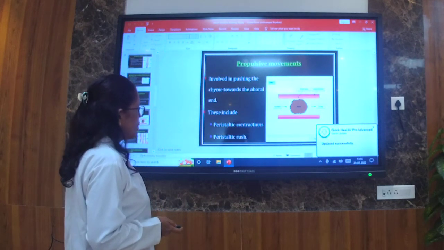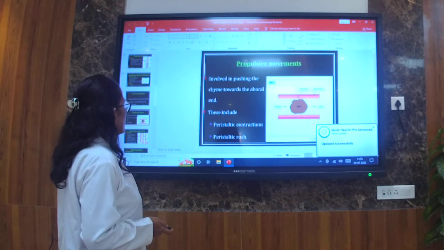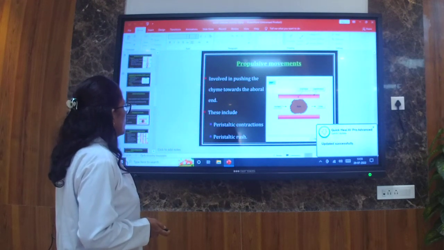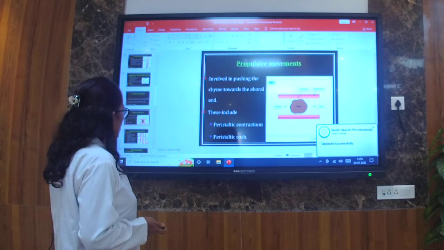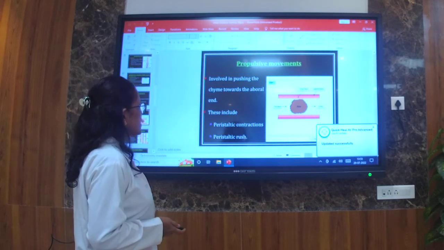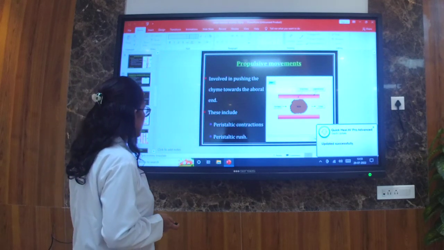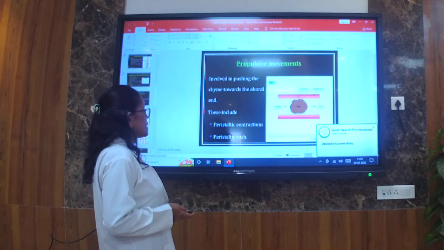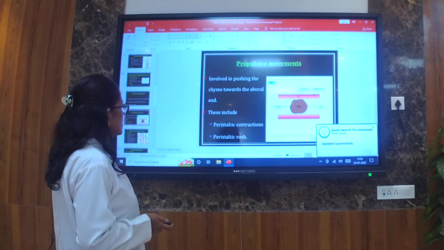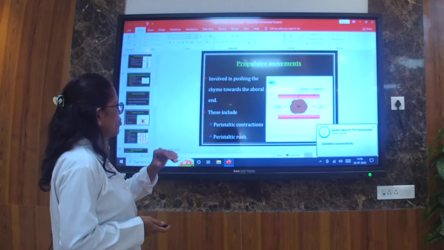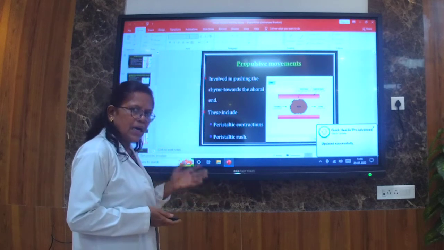Then propulsive movement, which involves pushing the chyme or bolus of food toward the aboral or distal end. This includes peristaltic contraction and peristaltic rush. Because of peristaltic contraction and peristaltic rush, the bolus can pass forward towards the excretory part, that is the anus.